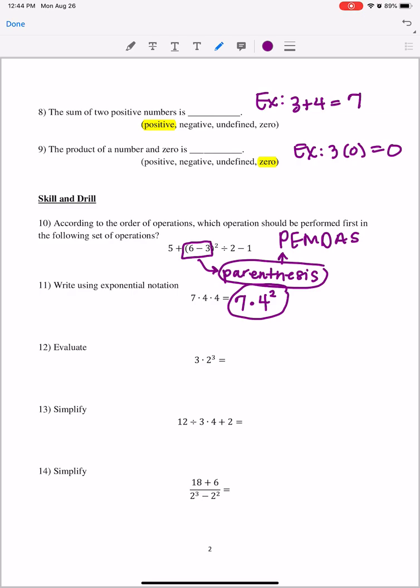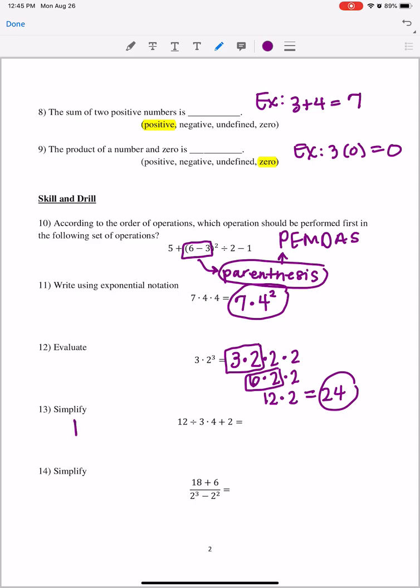Number 12, evaluate. So expand this out. You're almost doing this problem right here opposite. You're starting here, and we need to put it here. So that means we've got 3 times, and then I've got 2 cubed, which means I have 3 2's. So that means you got 2 times 2 times 2. So now just multiply. So if I start here, 3 times 2 is 6. Bring everything else down. 6 times 2 is 12. Bring everything else down, which is that times 2. And 12 times 2 is 24.